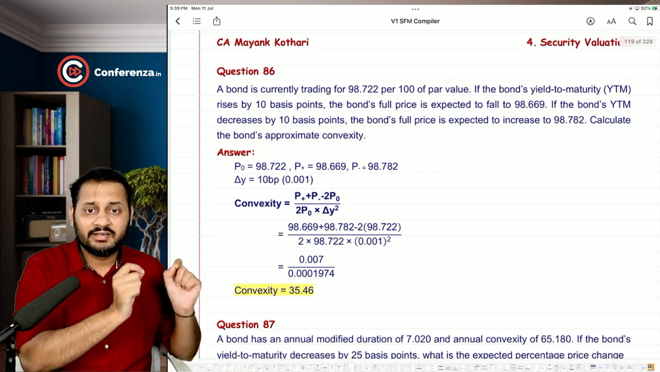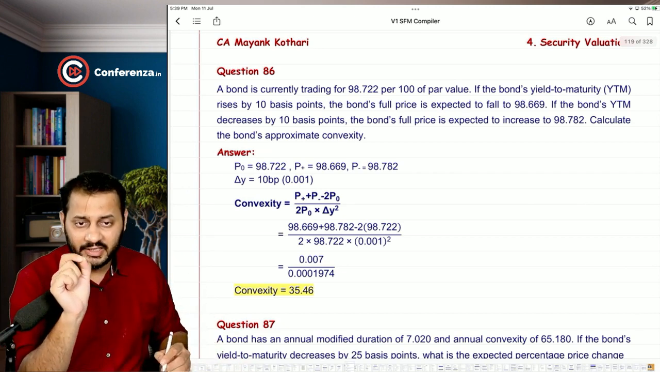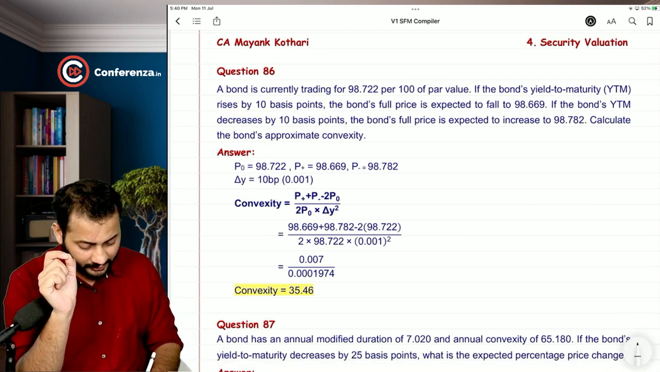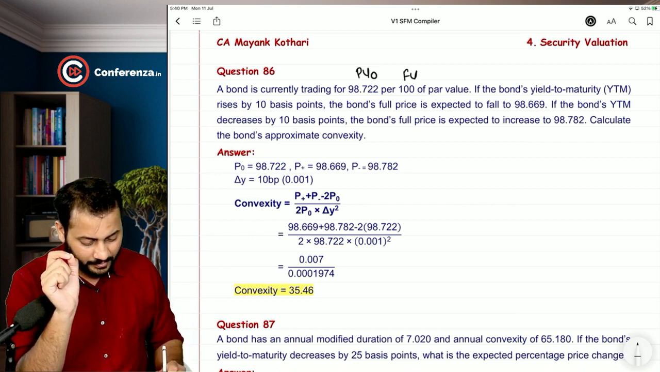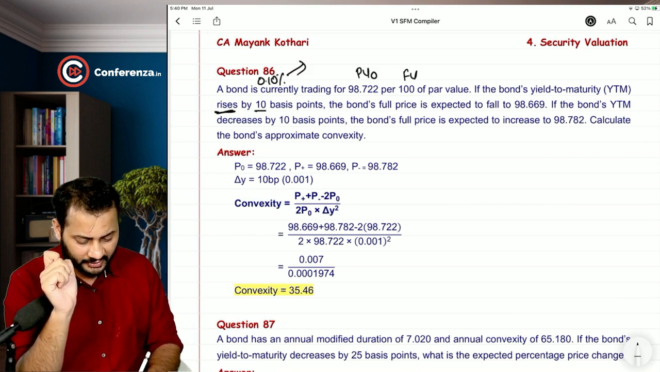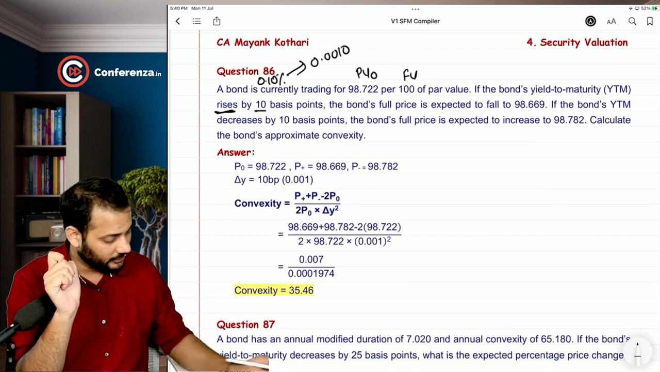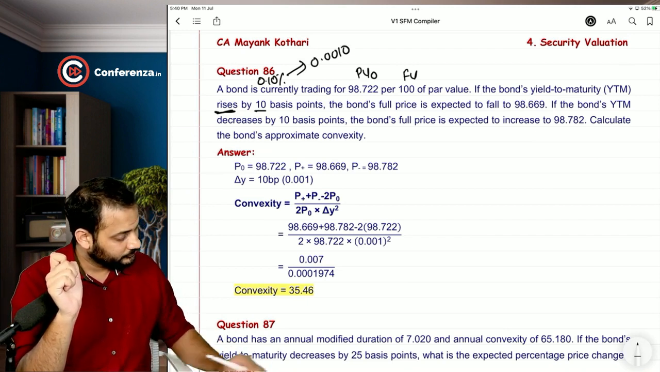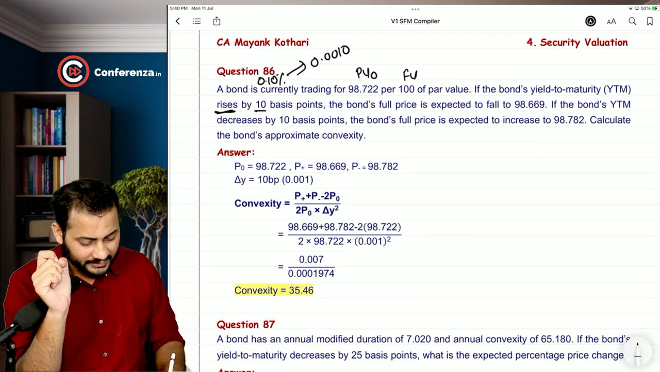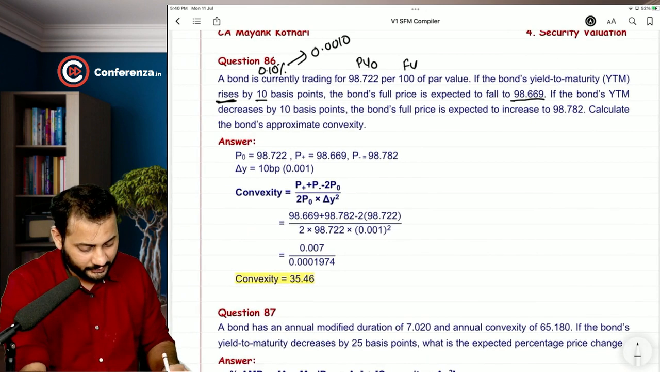A bond is currently trading at 98.722 per 100 of par value. So I can write down this is PV0, this is face value. If the bond's YTM rises by 10 basis points, that means 0.10%, or we can write down 0.0010 if I'm right. Yeah, 0.001. The bond's full price is expected to fall to 98.669. Understand what is given to you.